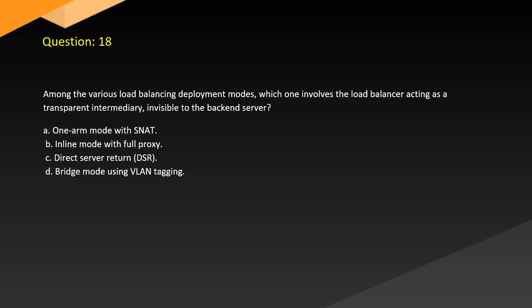Question 18. Among the various load balancing deployment modes, which one involves the load balancer acting as a transparent intermediary and visible to the backend server? A. One-arm mode with SNAT. B. Inline mode with full proxy. C. Direct server return, DSR. D. Bridge mode using VLAN tagging.